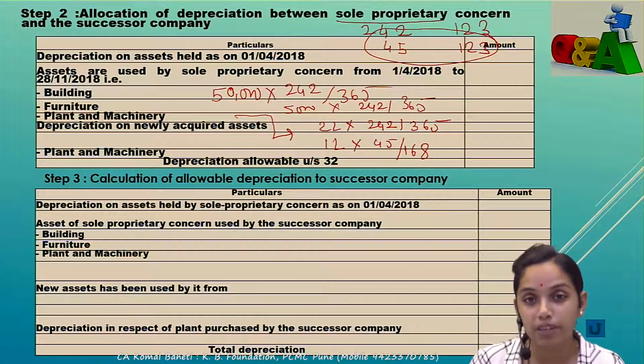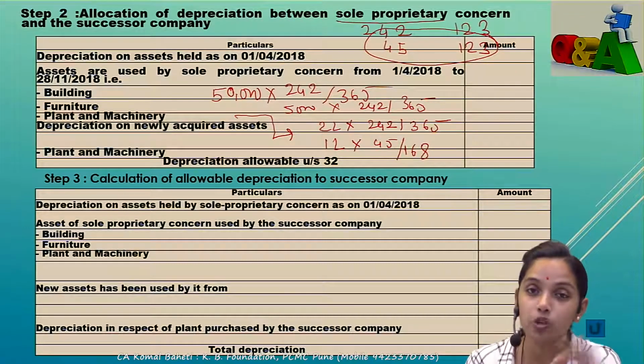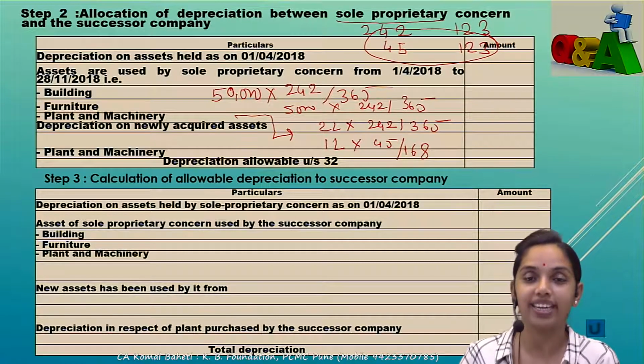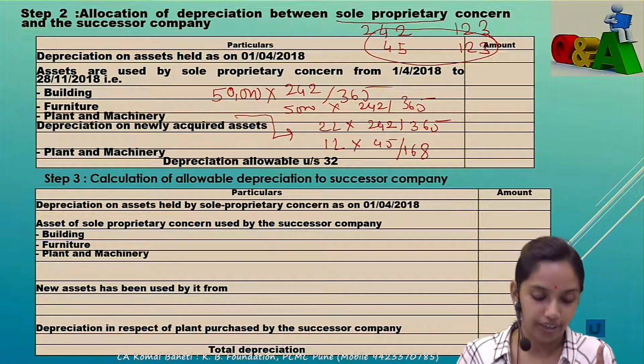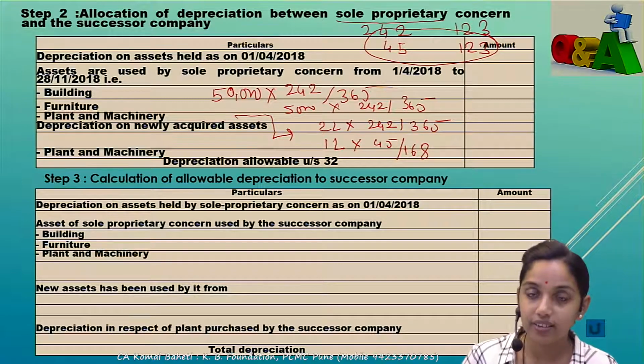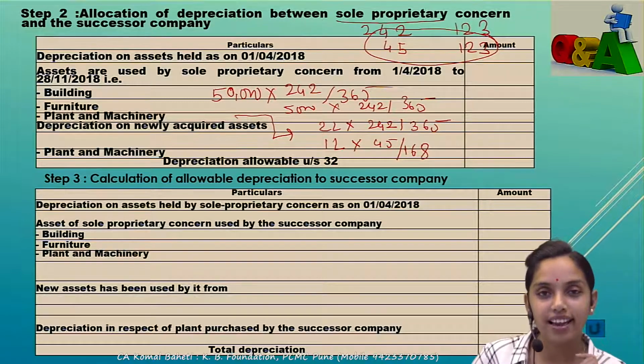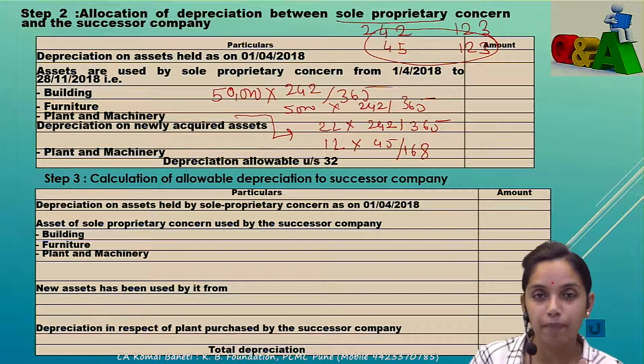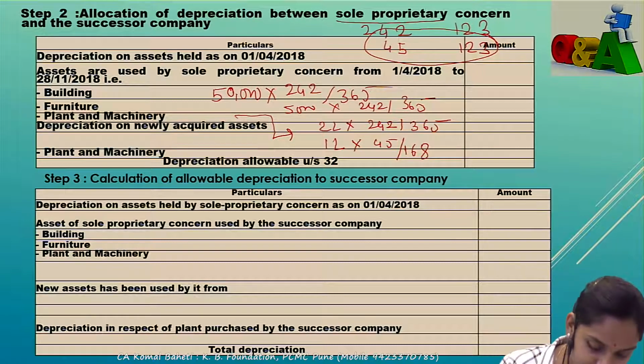Because this new plant has been used by the proprietary concern not for the 242 days, it has been used only for the 45 days. Clear with it? Now do calculate the depreciation on 1 lakh. Half of the prescribed rate would be applicable. So that is 7,500.